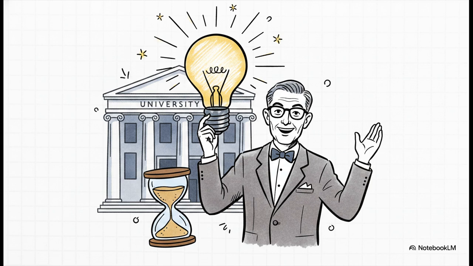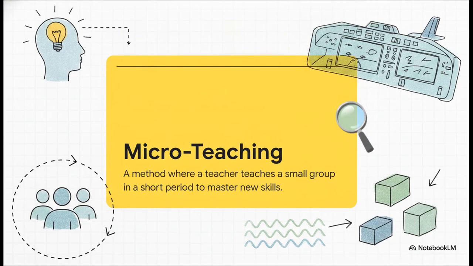How do you even train someone for all of that? Well, the answer lies in a pretty amazing historical breakthrough. Back in 1961, Dwight W. Allen and his colleagues at Stanford University introduced a brand new technique to solve this exact problem of teacher preparation. It's called micro-teaching.